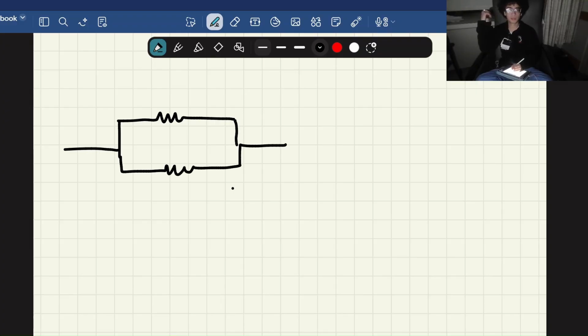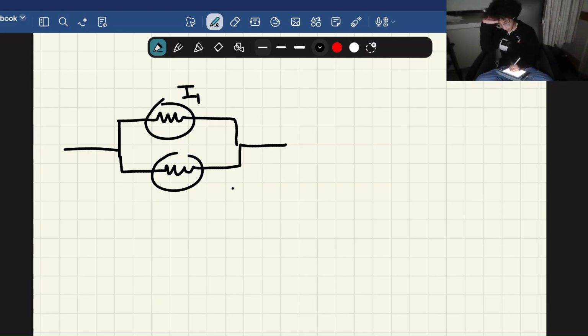And so we learned in physics that these two resistors are parallel to each other. So when current goes through two resistors with two different resistances, it can have two different currents. So over here it's going to be I1, and then I2, resistor 1, resistor 2.